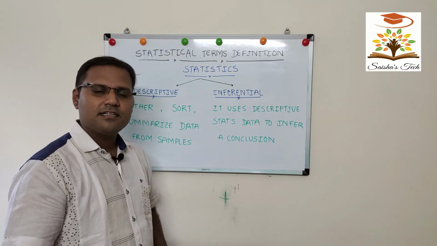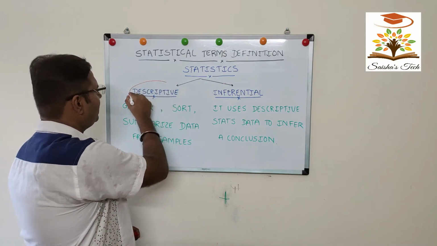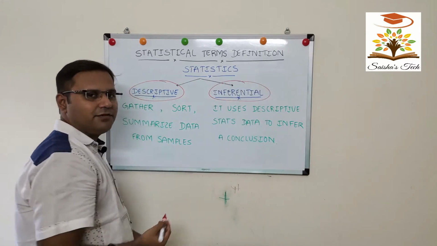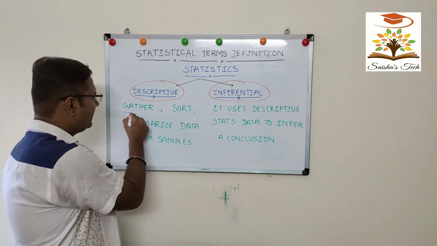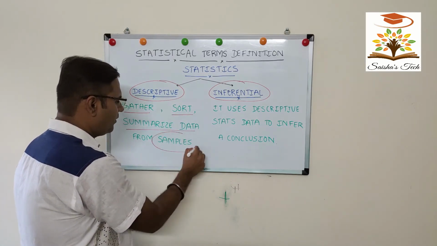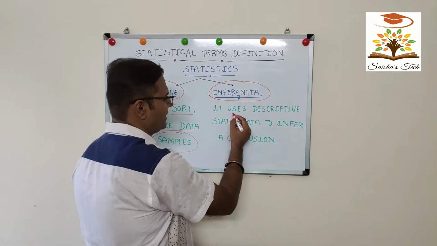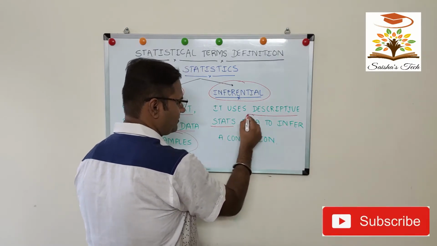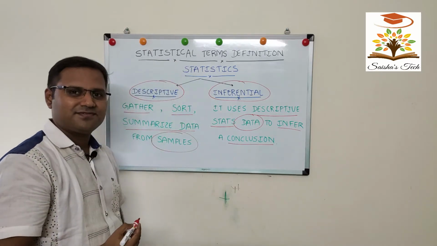Let us understand the different types of statistics. There are two types of statistics. One is descriptive type of statistics and another is inferential statistics. Descriptive type of statistics gathers, sorts and summarizes the data from the sample. And the inferential statistics utilizes the descriptive statistics data and infers to a conclusion.